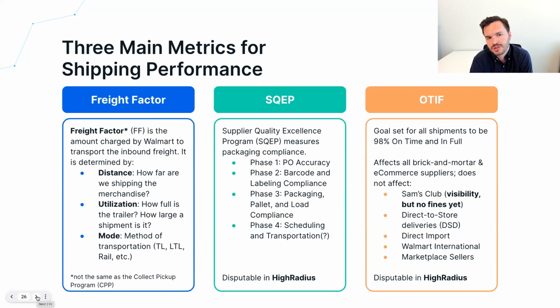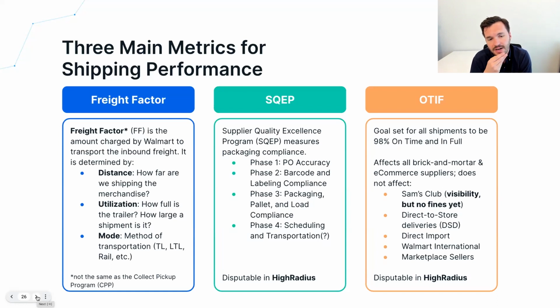Freight factor is not so much a measurement of supplier success as it is something that is an important thing to know how to write off from an accounting perspective, right? So it's not going to score you on how you're doing as a supplier. OTIF and SQEP are very much that, but it does change a lot based on your supply chain, and it is a cost that needs to be written off, or at least taken into consideration. So this is the amount charged by Walmart to transport the inbound freight for collect suppliers.